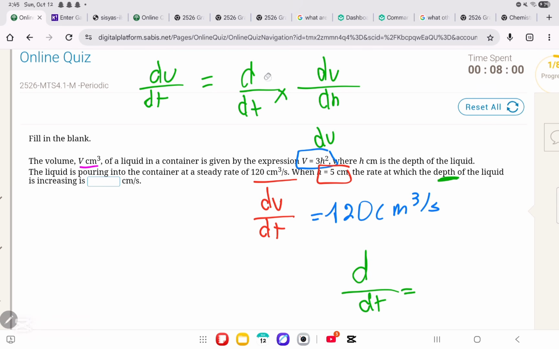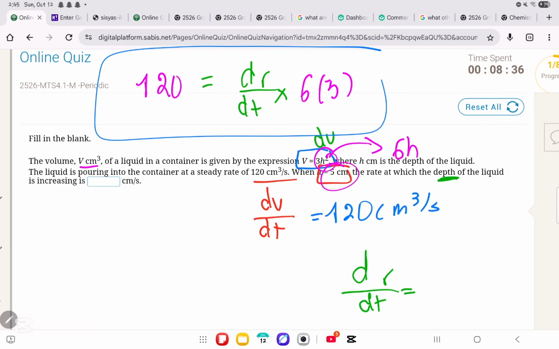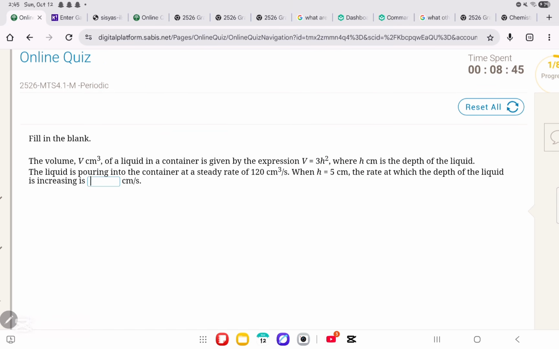Or if you don't prefer using h and you prefer to use r, because most of the questions are like this with r, if you prefer to remember this equation and use it as r, it does not matter as long as you know and understand what you are doing, okay? So dr over dt is what we need to find. We have dV over dr because they gave us the volume. We just need to take the derivative of it, which is 6h. So you just substitute all of this by 6h. And they gave us h, which is 5. And dV over dt is 120. So 120 is equal to dr over dt times 6 times 5. So that means dr over dt is equal to 120 over 30. So that's going to be 4 centimeters per second.